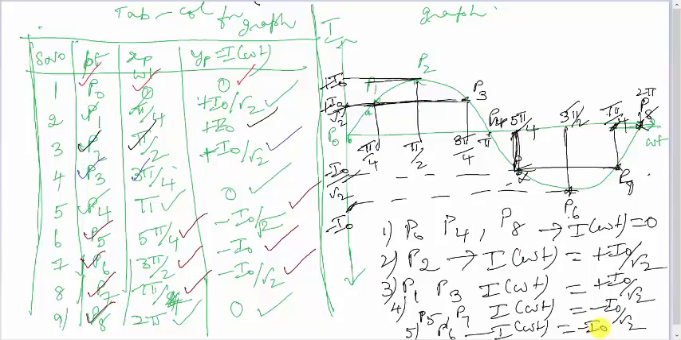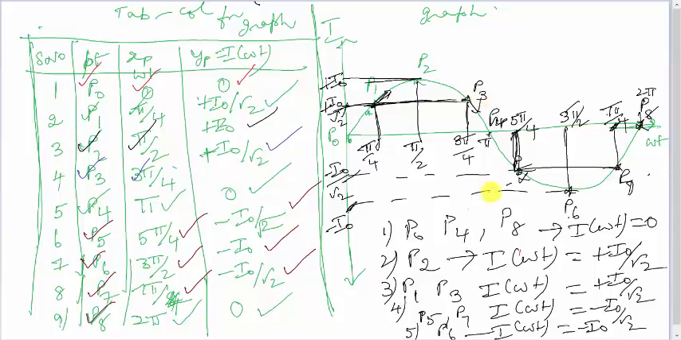So here, though P1 and P3 show the same value for I as a function of omega t, and both are on the positive side, they are still not in the same phase, because if you take a small neighborhood of omega t of pi by 4, it shows an increasing trend here, whereas here it shows a decreasing trend. So P1 and P3 are out of phase.